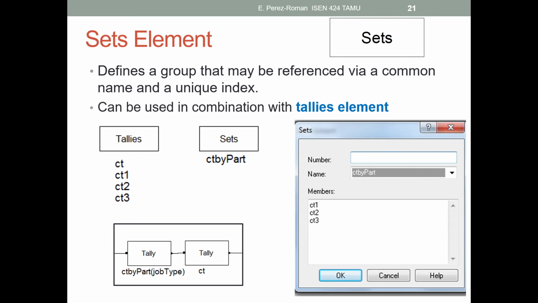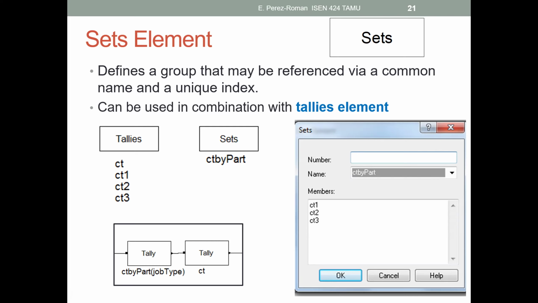What it's going to do is based on the part type. The order will follow that part type order. So here you have 3 rows. Row 1 belongs to 1, row 2 belongs to 2, row 3 belongs to 3. So this is going to look at the value for that attribute, and it's going to say, okay, if your job type is 1, I'm going to assign your observation to the first tally. If your job type is 2, I'm going to assign it to the second tally.